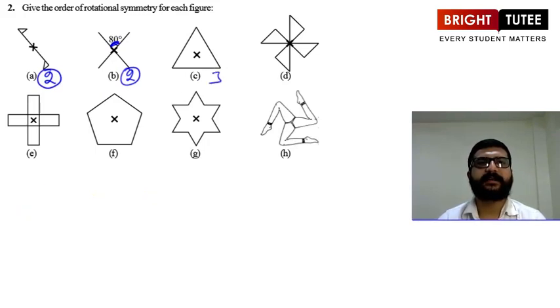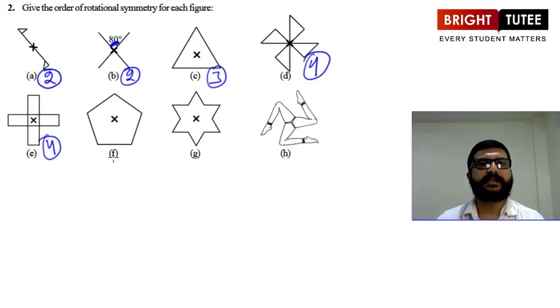Now let's see the next part, the D part of the question. By which angle should we rotate this to get exactly the same figure? If we rotate this by 90 degrees, we are going to get exactly the same figure. So for this one, the order of rotational symmetry will be 360 divided by 90, and that will be 4. So 4 is the order of rotational symmetry for this one. Now similarly for the E part of the question, if we rotate this by 90 degrees, we are going to get exactly the same figure. So again, the order of rotational symmetry will be 4.